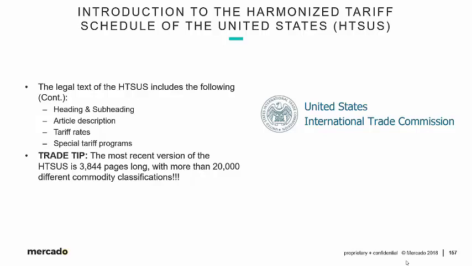Let's wrap up this slide with a trade tip. Pretty amazing stuff. The most recent version of the HTS US is 3,844 pages long with more than 20,000 different commodity classifications. In previous sections when we talked about 19 CFR and we said it was nice to be an expert, but there's just too much material and we're better off understanding how to find specific information that we're looking for, that principle is even more applicable to the HTS US.